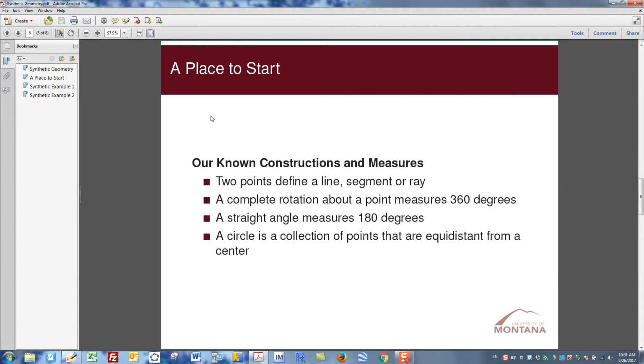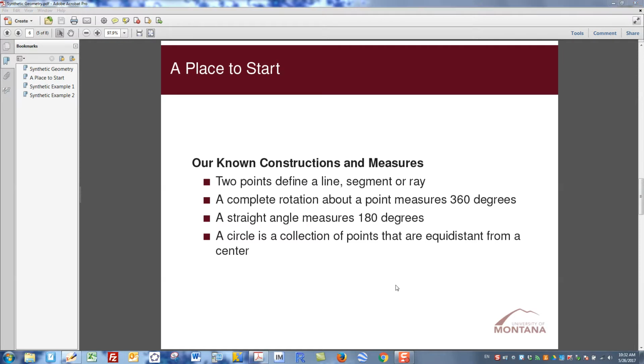So let's start out by talking about some known constructions and measures. One thing we want to make sure we're all aware of is that 2 points define a line segment or ray. A complete rotation about a point measures 360 degrees. A straight angle measures 180 degrees. And then the definition of a circle, of course, as a collection of points that are equidistant from a center. So there's a proof card for each one of those, and you'll see me use those in a minute here.